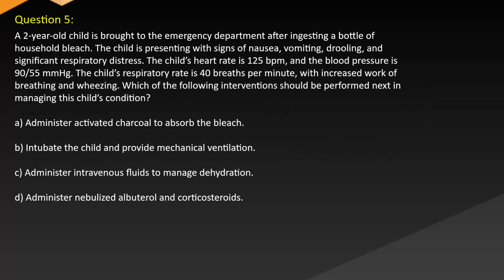Question 5. A 2-year-old child is brought to the emergency department after ingesting a bottle of household bleach. The child is presenting with signs of nausea, vomiting, drooling, and significant respiratory distress. The child's heart rate is 125 bpm and the blood pressure is 90/55 mmHg. The child's respiratory rate is 40 breaths per minute with increased work of breathing and wheezing. Which of the following interventions should be performed next in managing this child's condition?